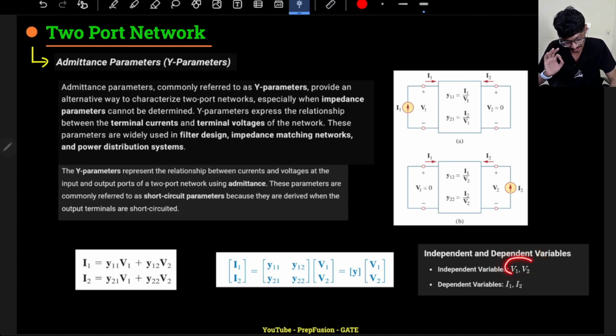Okay, so that's why these have to be independent for Y parameters. For Z parameters, my I1 and I2 have to be independent. So that is the difference. If V1 and V2 are dependent, then Y parameter would not exist. We'll see that just as an example.